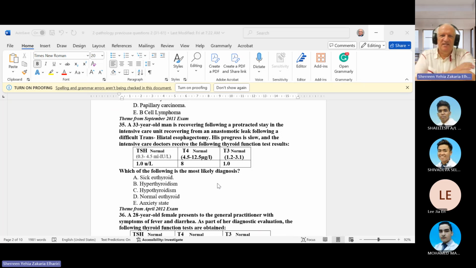And this patient has been in intensive care with a long illness. So this is what we call sick euthyroid. It happens if the patient has a long stay in the ICU, whatever the cause. So they have some low thyroid function. We call it sick euthyroid. Eu means normal.